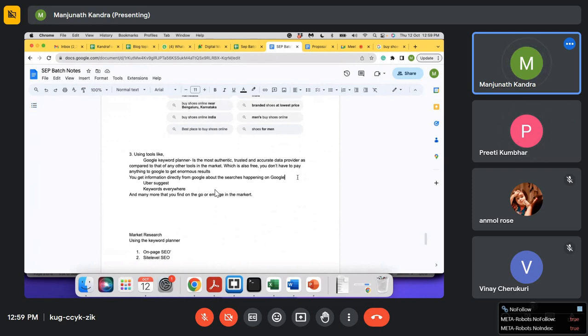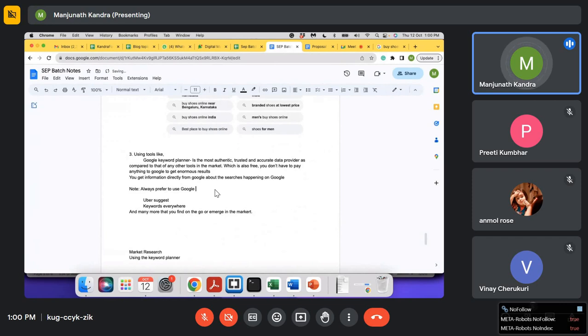Yes. Okay, so consider this note: always prefer to use Google Keyword Planner only, and consider using others only when you don't have access to Google Keyword Planner and all the information around it. Ubersuggest, Keywords Everywhere, all these kinds of tools are not really needed. I have just mentioned them.